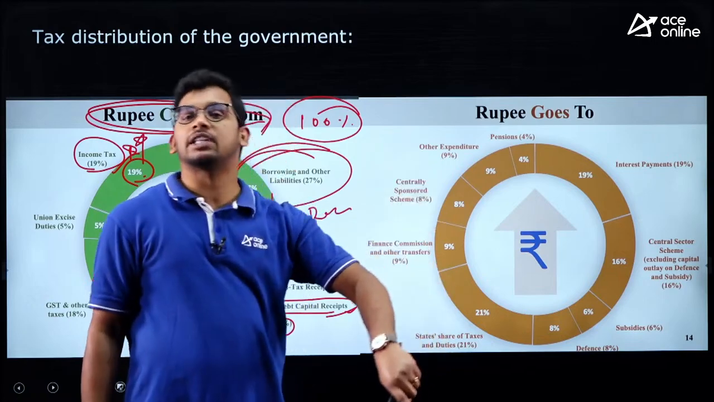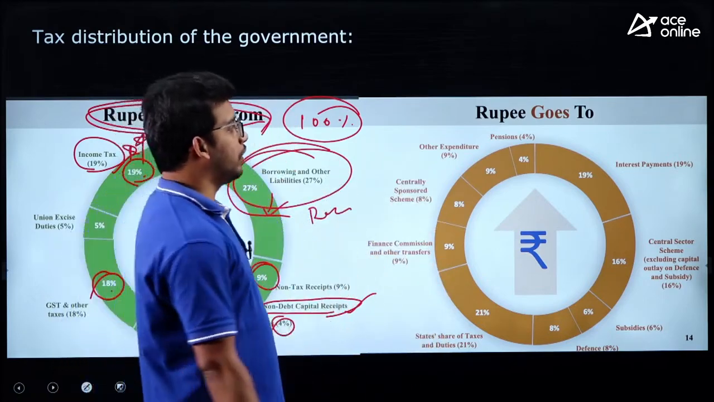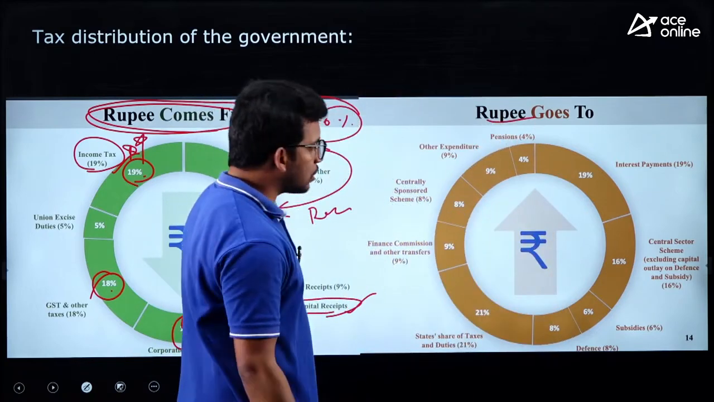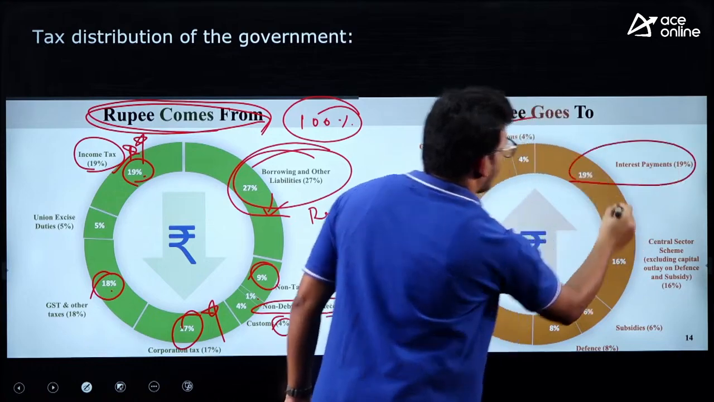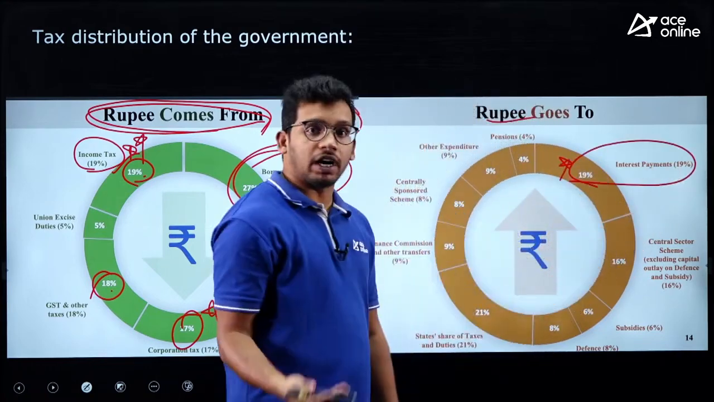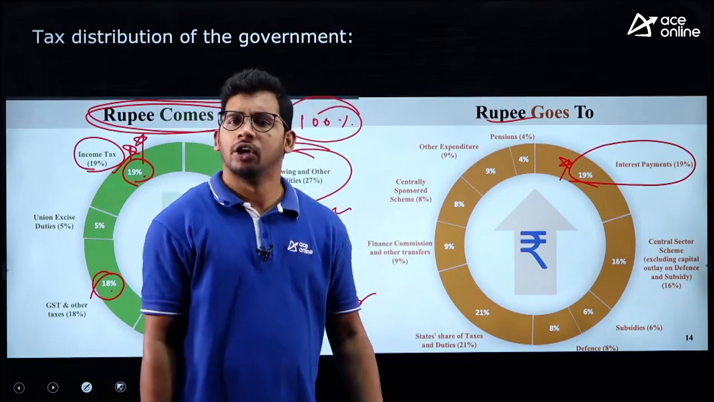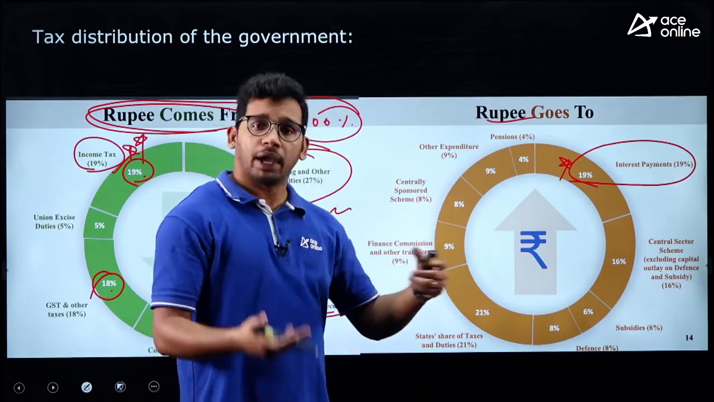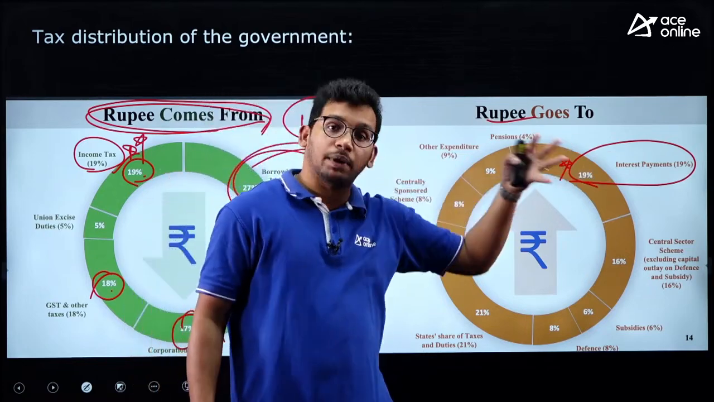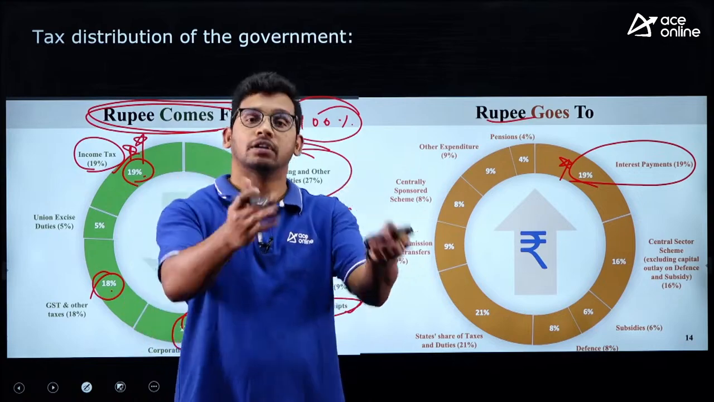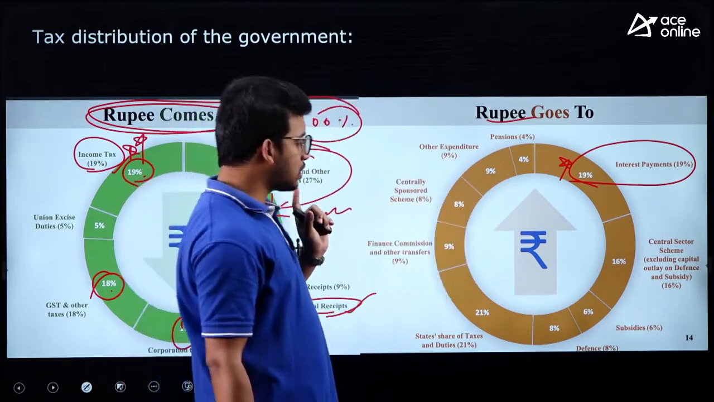Now where the government expenditure is going, that is also important. The highest rupee goes for interest payments. A very bad thing this is, because whatever loans the government has taken previously, they need to pay back the interest. For example, you have taken a home loan of 60 lakhs, you need to pay interest on it to the bank. So that is bad money for the government. Out of the total money, 19% is just going to interest payments, a wasteful money, right. So that is one thing.